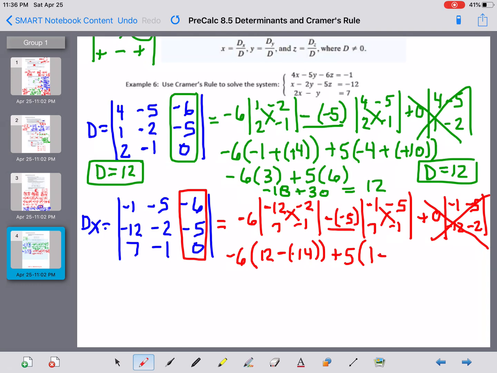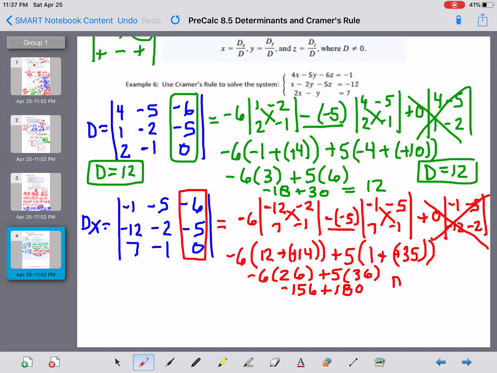All right. Little math here. 12 minus a -14 becomes 26. So I have -6 times a 26. I get 5 times 1 minus a -35, which becomes 36. -6 times 26 is a -156. 5 times 36 is a +180. I subtract those two values, and I get a dx of 24.